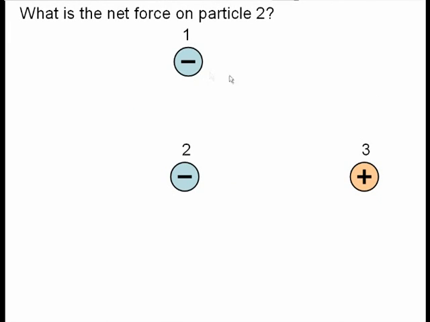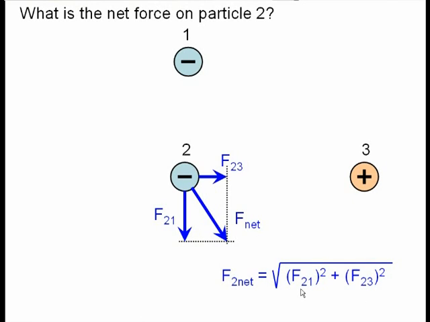In the AP 2 class, they'll arrange the charges more in a triangle. We see 1 and 2 have the same charge, so 1 is going to push 2 in this direction. 2 and 3 have opposite charges, so 2 is going to be attracted to 3 in this direction. So we have to find the net force between these two. We're going to have to do vector addition, which is using the Pythagorean theorem with those 2 forces. End of notes.